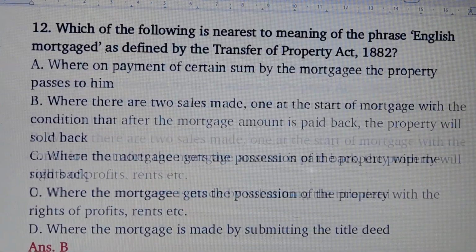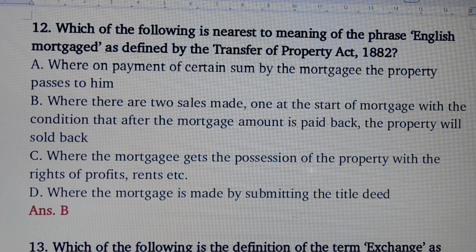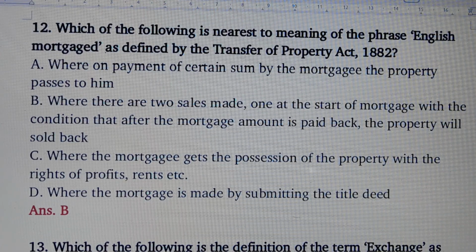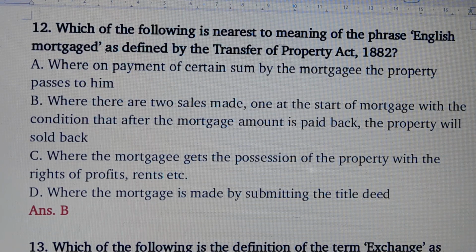Question number 12. Which of the following is nearest to meaning of the phrase English mortgage as defined by the Transfer of Property Act? Answer is option number B, where there are two sales made, one at the start of mortgage with the condition that after the mortgage amount is paid back, the property will be sold back.